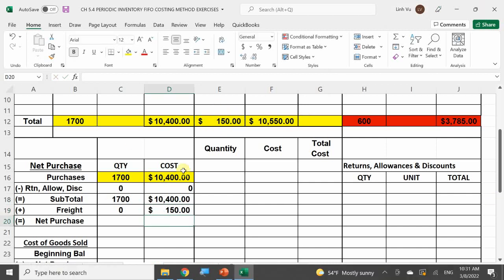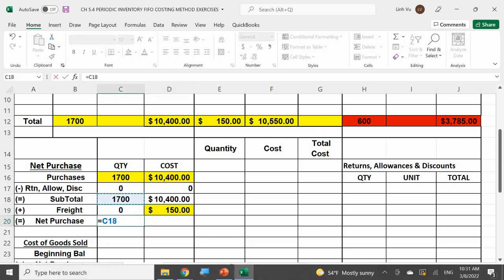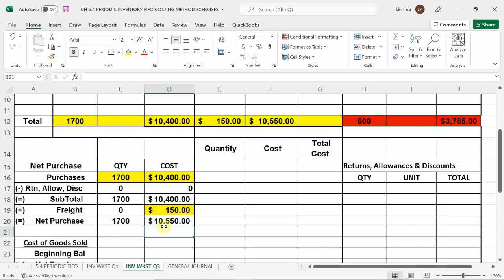So I take that 150 from above, the yellow from above. Calculations appear, my equal sums. So therefore, if freight adds to my total cost, I should get 10,550. Again, this number here and this number are not always going to match, especially if you have any returns. But it is a good reference point to make sure that you did your math correctly. So in this case, okay, good. Since I don't have any returns and allowances, my assumption is my net purchases should equal my total cost. Okay.